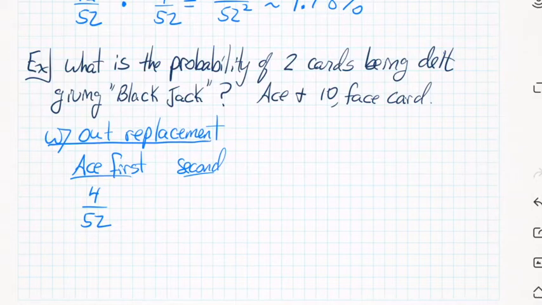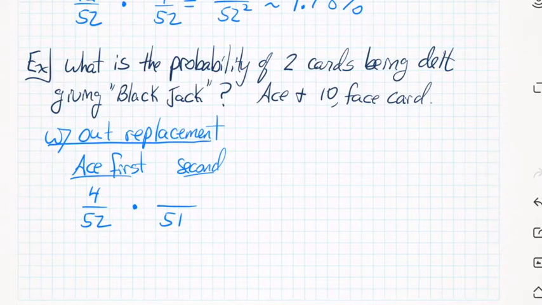All right, when we get to the second one, and the dealer is giving us another card, the and tells me to put a multiplication in there. The ace is sitting on the table, so there are only 51 cards left in the deck. So the number of outcomes has been reduced by 1. And the second card can be a 10 or a face card. Well, how many 10s are in a standard deck? 4. How many face cards are there? 12.